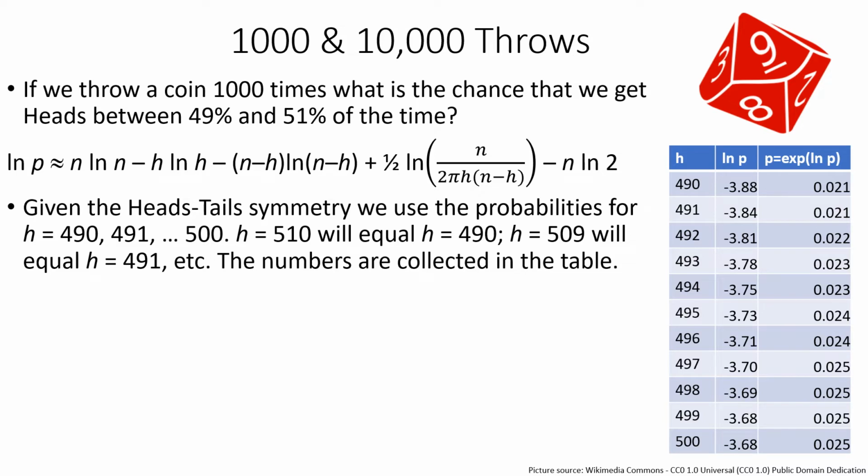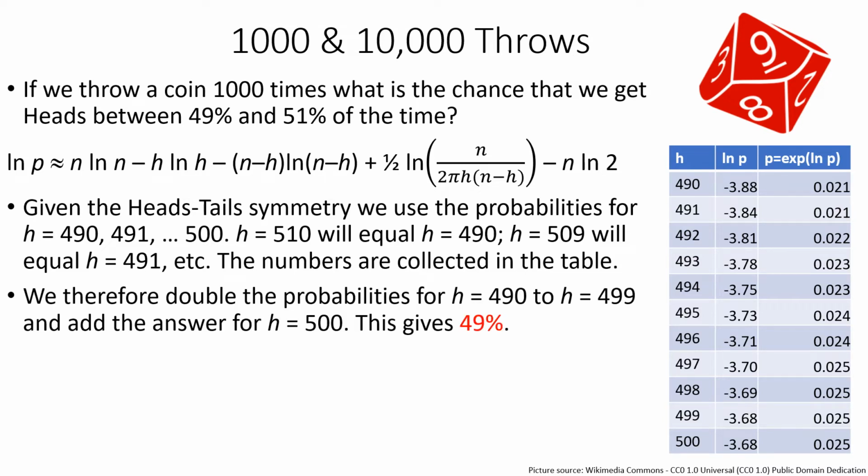So if I want to know the overall chance of getting between 49% and 51%, then all of those probabilities there, these are probabilities between 0 and 1 rather than percentages. For 490 up to 499, I'm going to have to double that and use a symmetrically equal number of tails, and then add on the 500 heads, 500 tails, which is the number at the bottom. And so when I go through all of that, I get the answer of 49%.